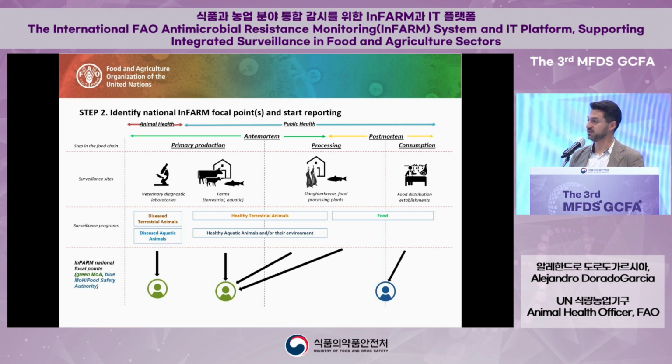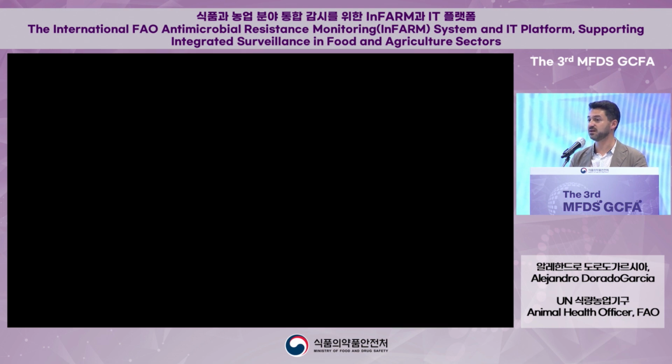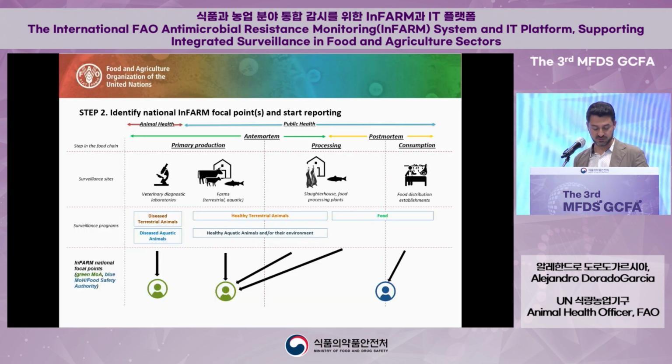Another situation is a complete separation on the side of veterinary diagnostic laboratories for the diseased animals. So we have many diagnostic laboratories that are responsible or separated from the healthy animals, from the healthy aquatic animals and the active surveillance programs. So basically all the diseased aquatic and terrestrial animals, this is mostly done through passive surveillance in clinical samples. And all the right side is mostly done through active surveillance, except the programs for foodborne outbreaks in consumption.